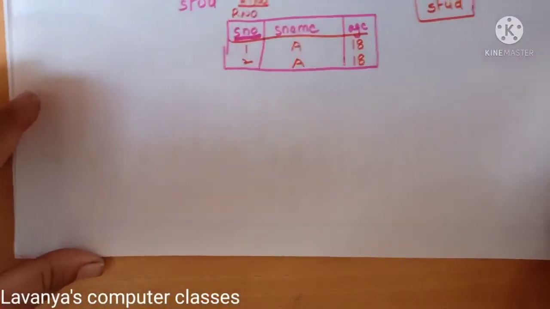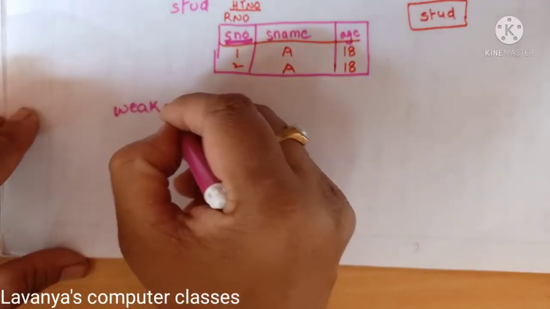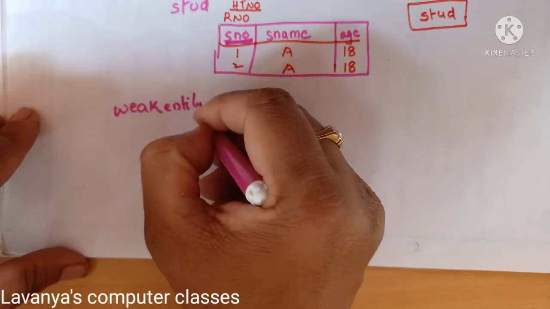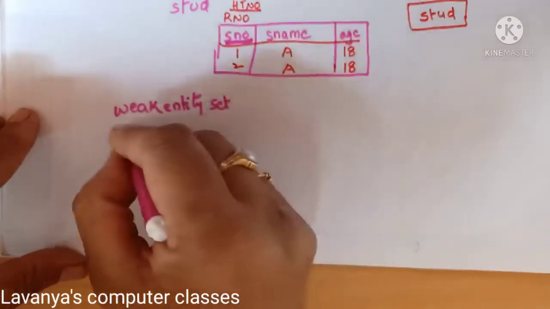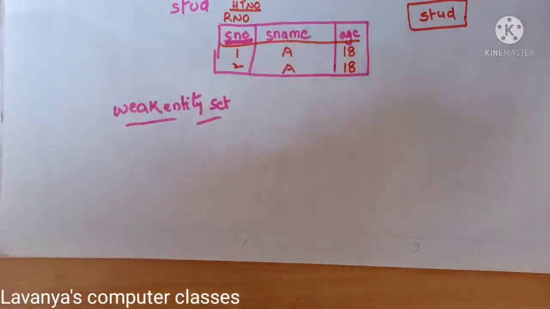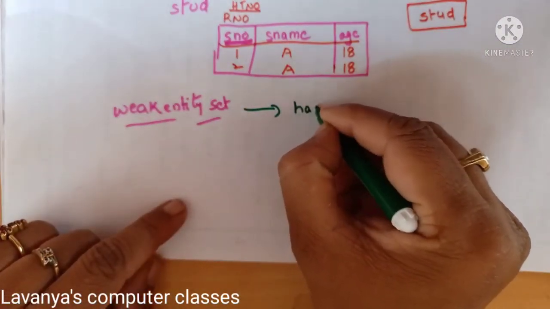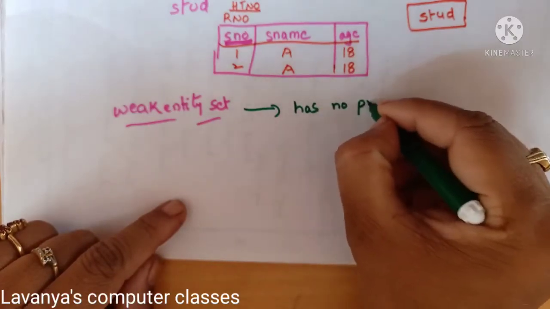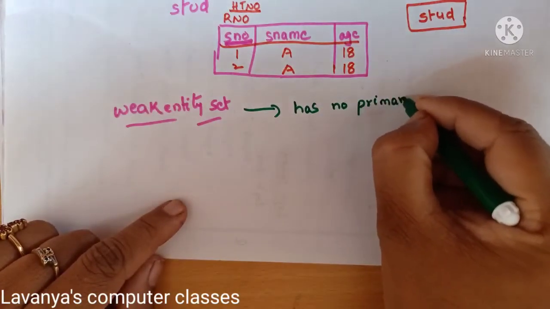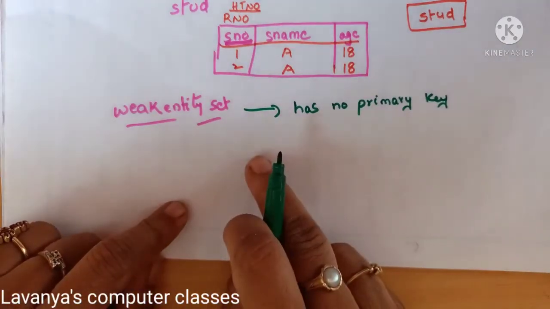Next, the second category. What is the second category? Weak entity set. In the name only it is there, it is weak. That means it is not possible to identify any record uniquely, or otherwise any entity set that has no primary key attribute is called a weak entity set.